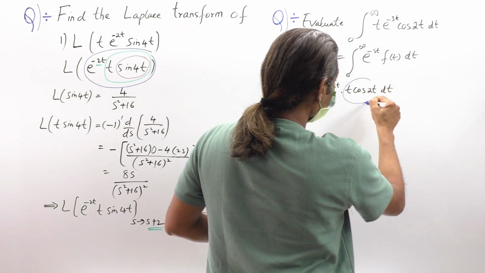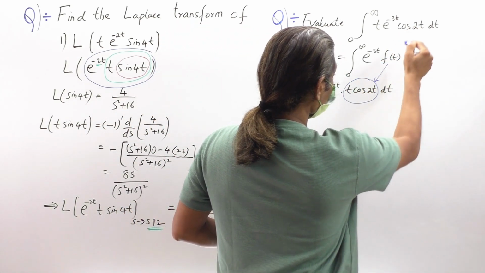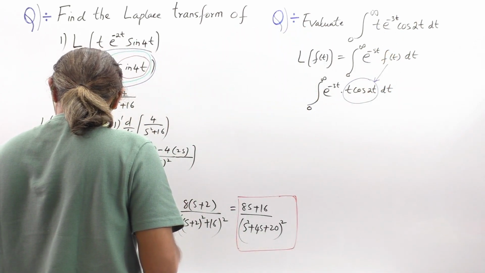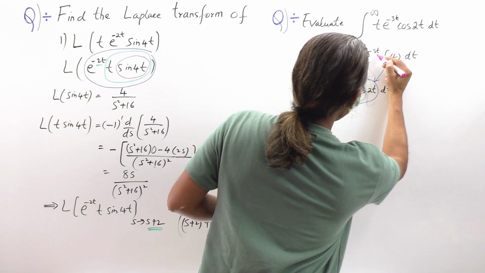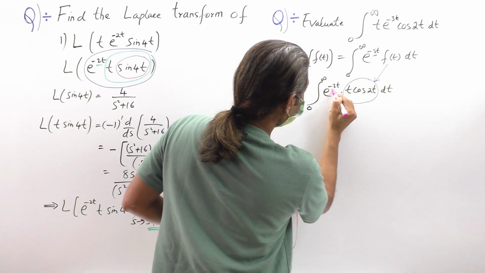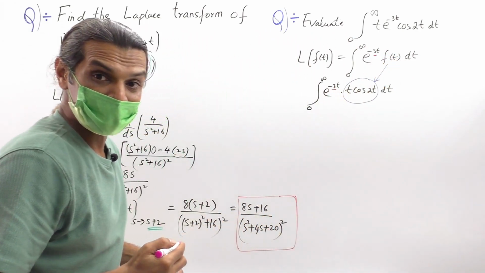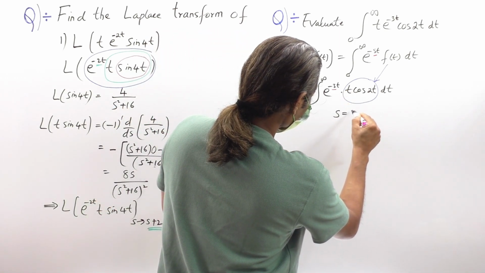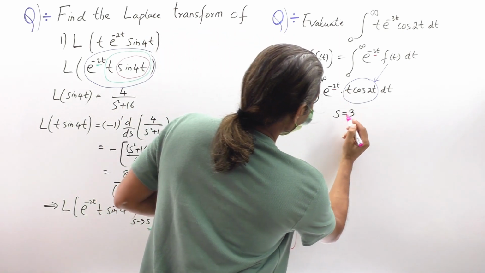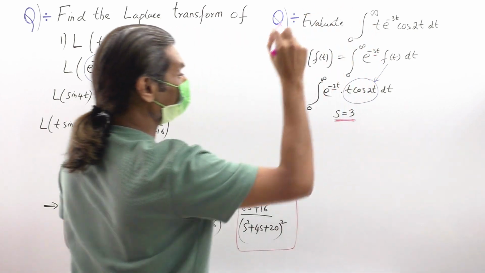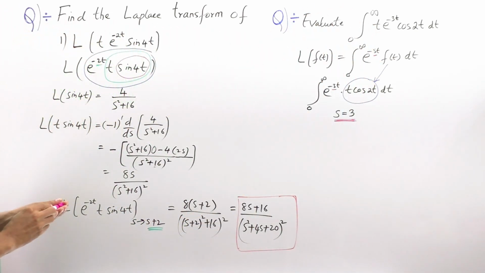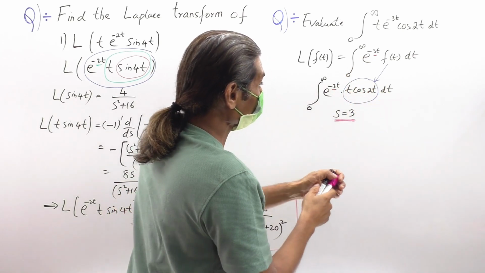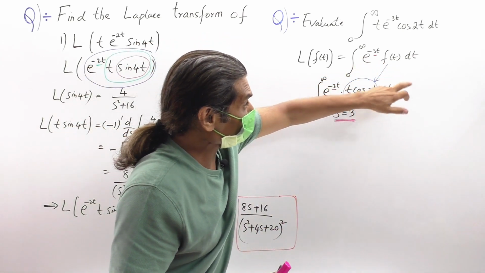This whole thing will be f of t. And e raised to, what is this? e raised to minus st. And if you compare this, you see that s is equal to 3. So my s is equal to 3 here: e raised to minus 3t into t cos 2t dt, e raised to minus st into f of t.